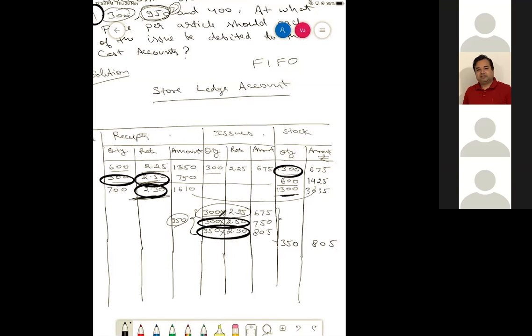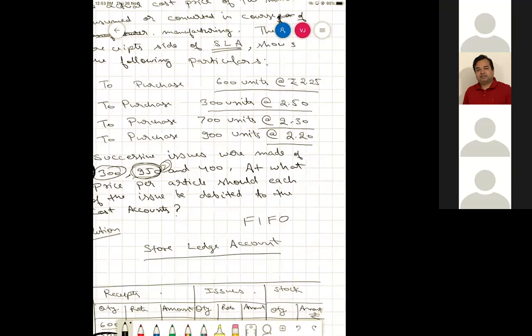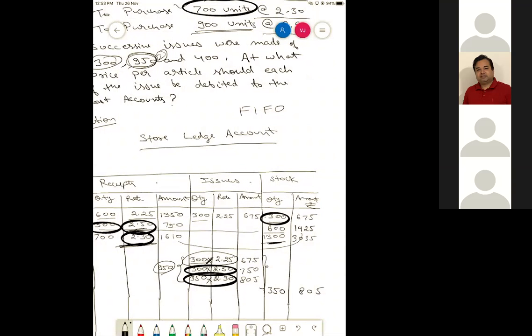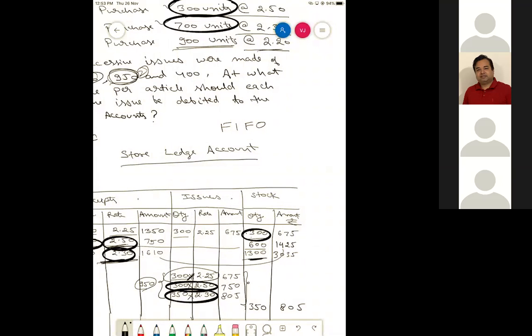Now the next purchase that we are making. We have seen that we made a purchase of 600 units. You can see in the question. First we made a purchase of 600 units, which we have already done. Then we made a purchase of 300 units, already done. 700 units, already done. Now we are left with these 900 units. So you can make an entry of 900 units in this book at the rate of 2.20.